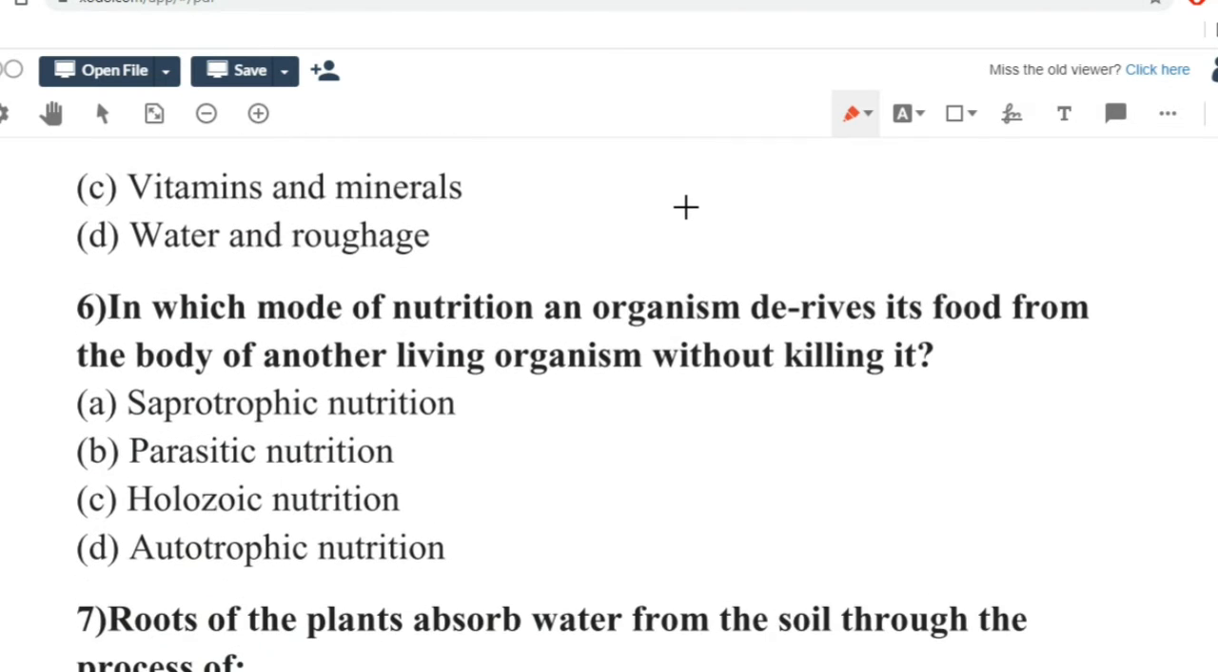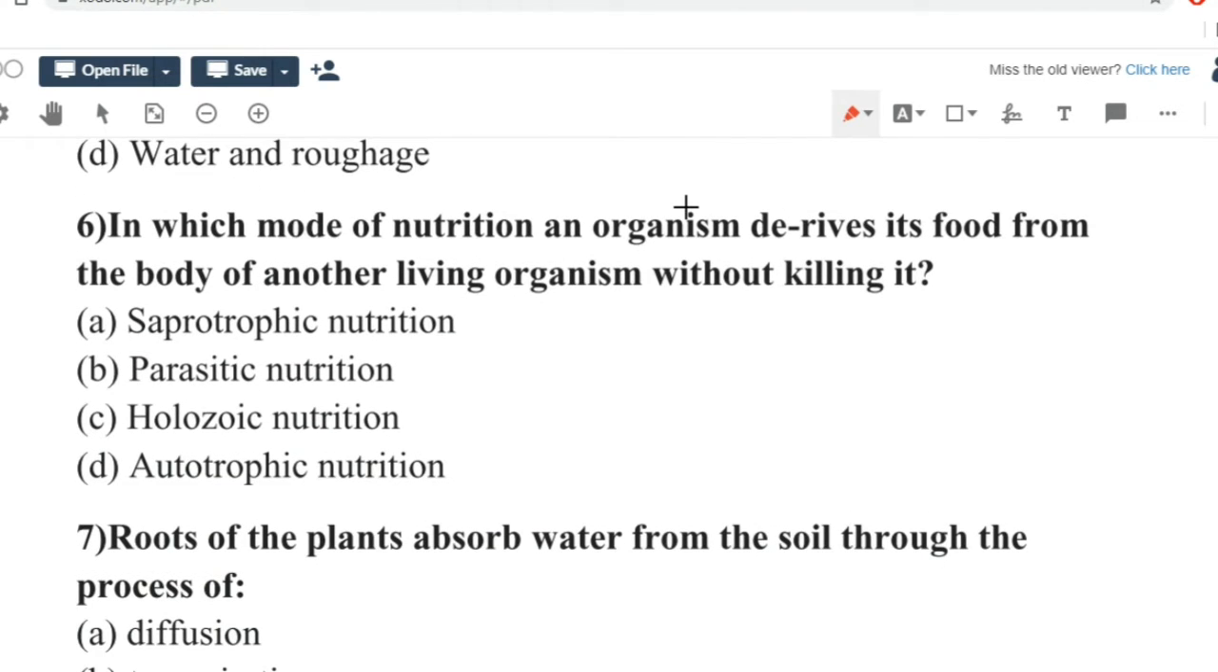So let's see question number 6. In which mode of nutrition an organism derives its food from the body of another living organism without killing it? Now we all know that there is a certain group of organisms which feeds on the host body without killing them, right? And what do we call them? We call them parasites. So the answer is parasitic nutrition.